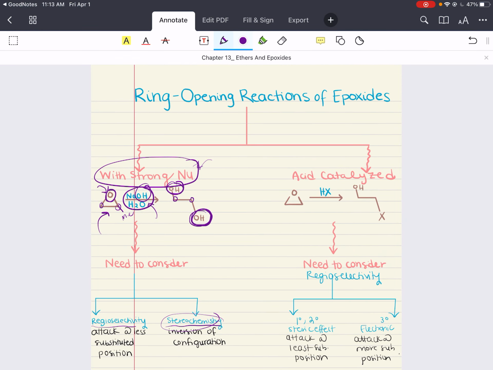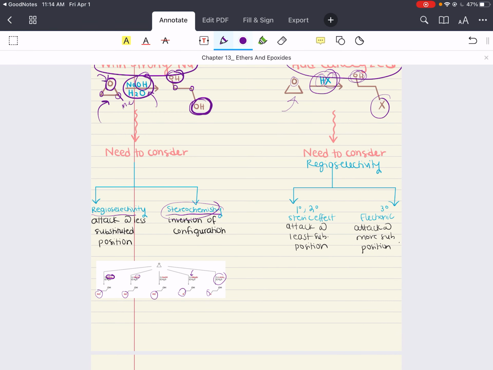Ring opening reactions can also happen under acidic conditions, so acid catalyzed. As an example, consider this epoxide being treated by a very strong acid. You get the ring opening, where you preserve this alcohol group. Your oxygen opens and it gets protonated, obviously, so you have an alcohol group. And your second group is whatever halogen you have in the acid you're treating the epoxide with. So things to consider here is mostly regioselectivity.